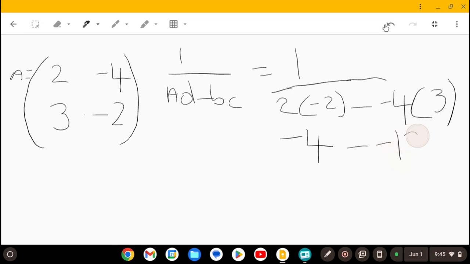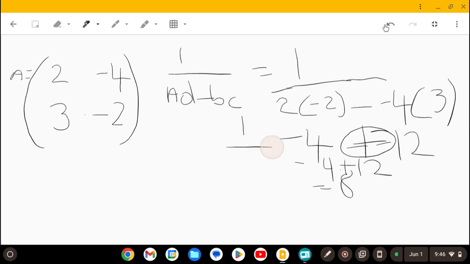So we have -4 minus -12. Whenever two minus signs are in the middle, it becomes a plus. So it becomes -4 plus 12, which should just give us 8. So our determinant is just 1 over 8.